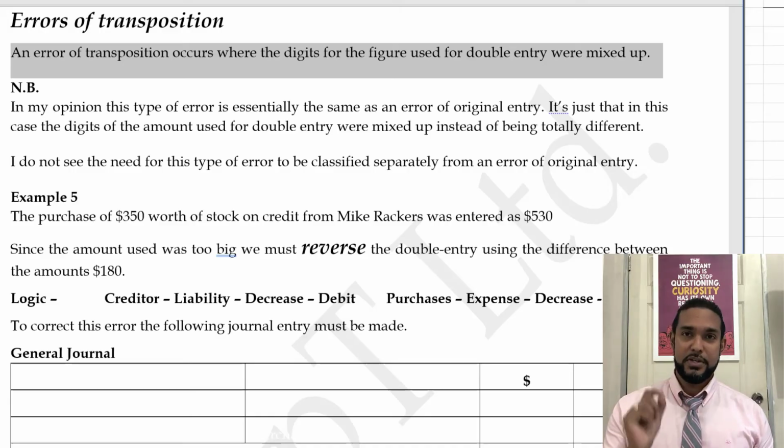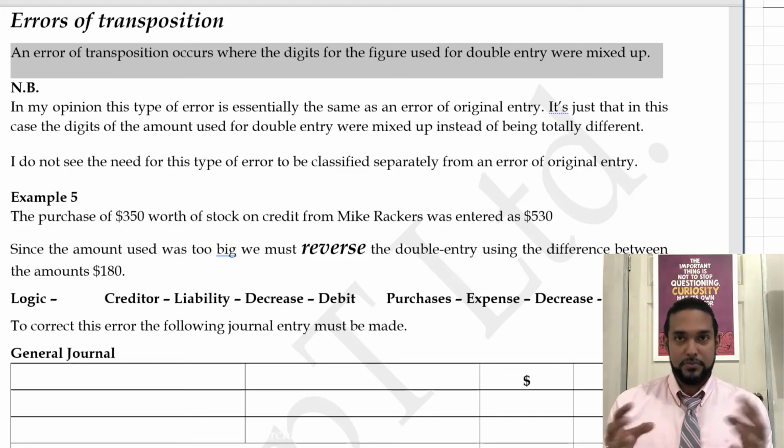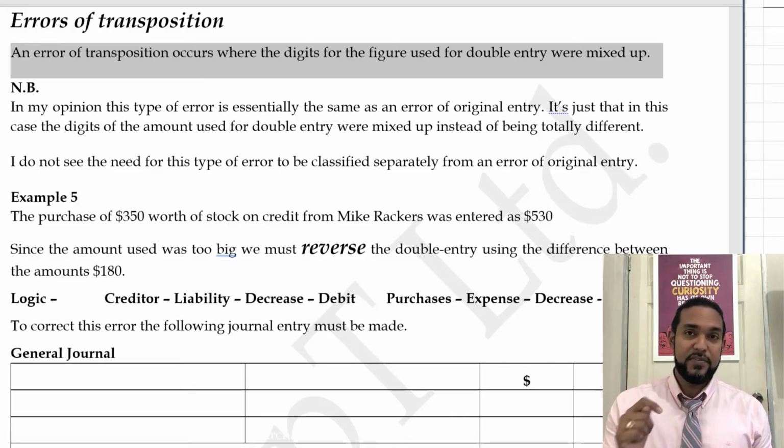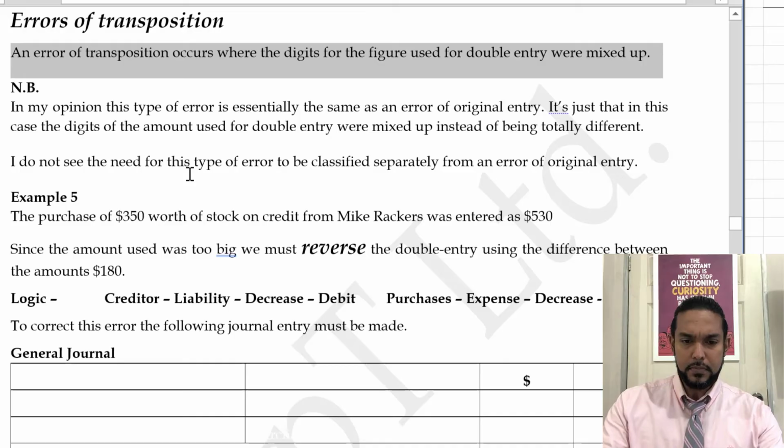Now, something very interesting about an error of transposition is that the difference is always divisible by 9. We're not going to go into all the mathematics and arithmetic behind that, but if you were ever curious to know what type of error it was, to distinguish it from an error of original entry, to be very specific, the difference is divisible by 9. Let's take a look, right?